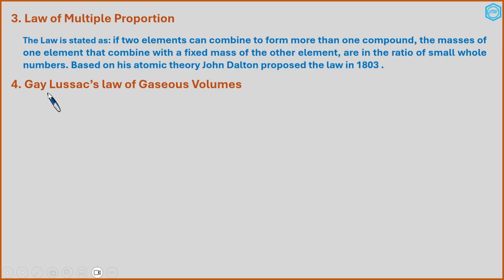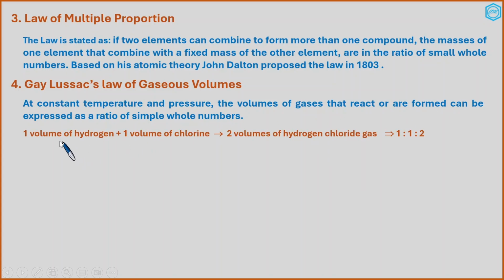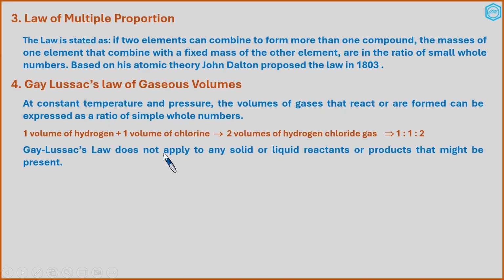The fourth one is Gay-Lussac's law of gaseous volumes. At constant temperature and pressure, the volumes of gases that react or are formed can be expressed as a ratio of simple whole numbers. For example, in the reaction between hydrogen and chlorine forming hydrogen chloride, 1 volume of hydrogen plus 1 volume of chlorine gives 2 volumes of hydrogen chloride. So, there is a simple ratio between the volumes, 1:1:2. Gay-Lussac's law does not apply to any solid or liquid reactants or products that may be present.